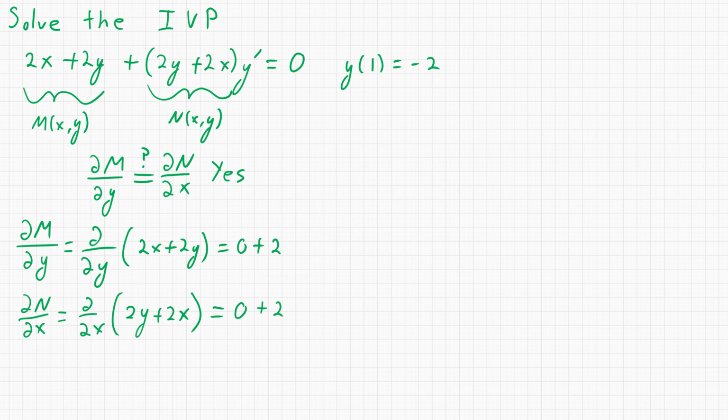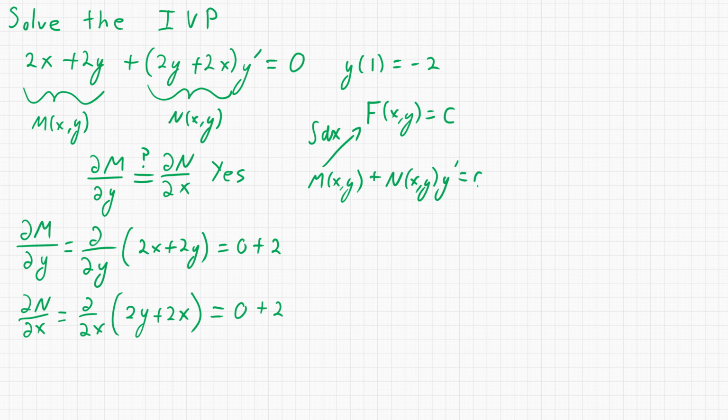So the way we can find f here is, f of x comma y has partial f, partial x equals M of x comma y. We can go backwards with an integral with respect to x. And partial f, partial y equals N of x comma y. We can go backwards with an integral with respect to y. All right, so then there are two ways to compute this.